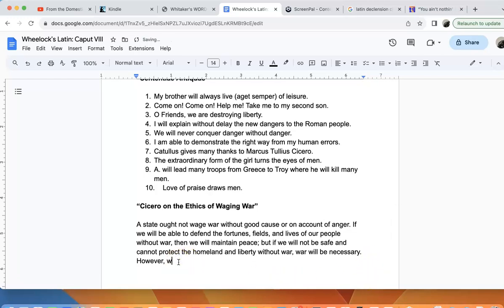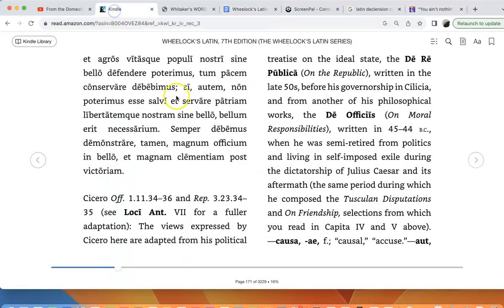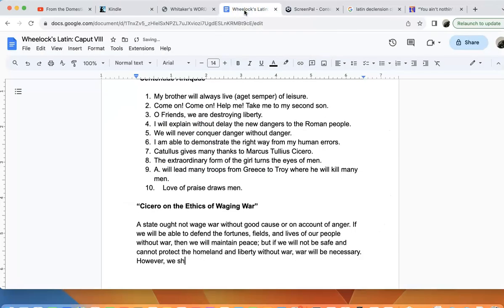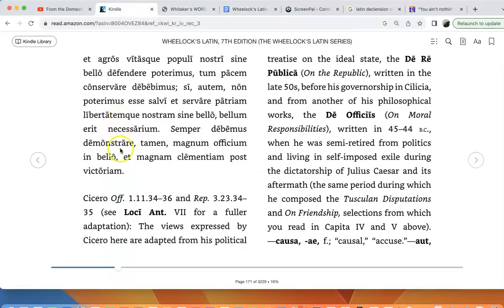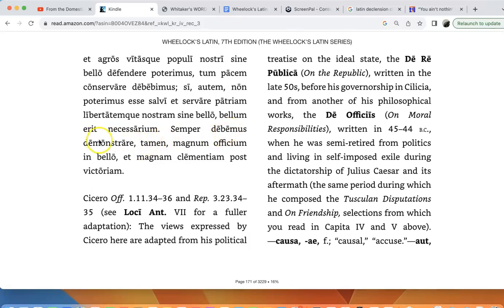And then just for stylistic reasons. And then mus is we. And then we ought always to show. That's how we're going to do that. So we should always show for demonstrare. So there's our infinitive. However, we should always show magnum officium.